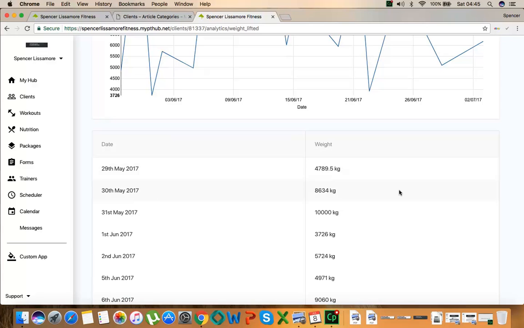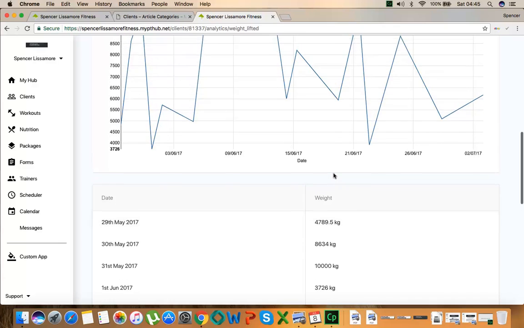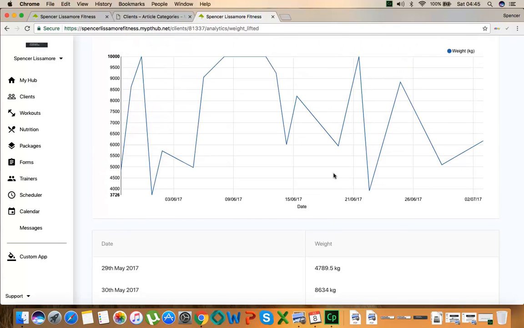And what this does is it takes all the weights over the rep ranges, over the logged workouts, and adds it all together. Almost 5-ton moved on the 29th of May. I think that's a pretty cool diagnostic, a pretty cool way of just looking back and seeing what was done.